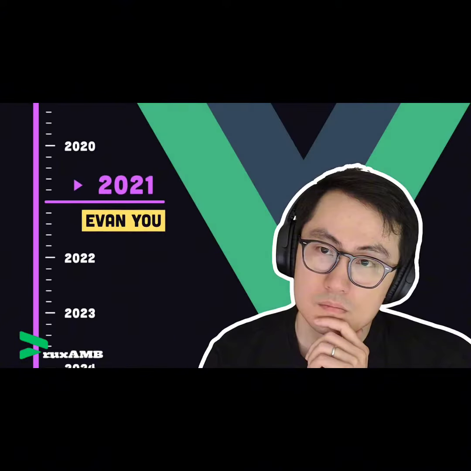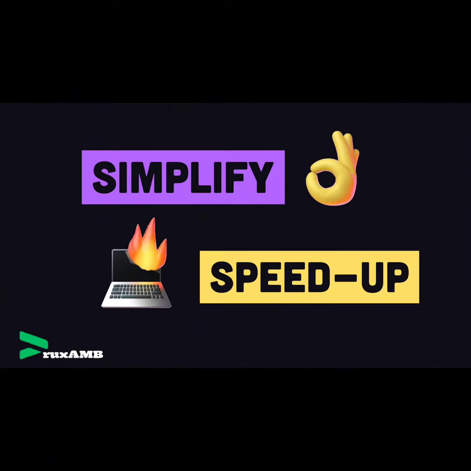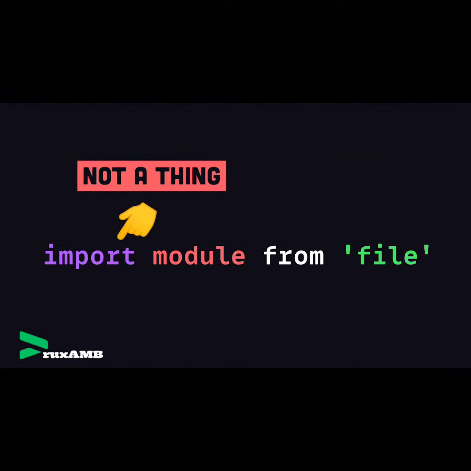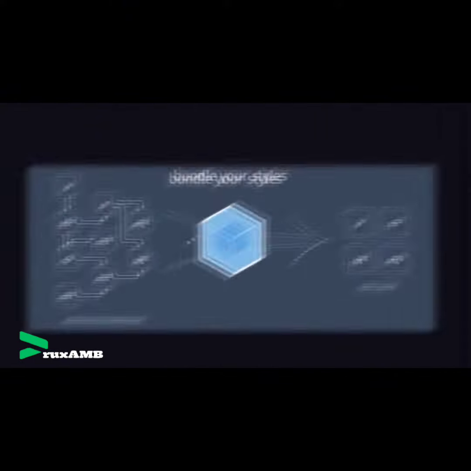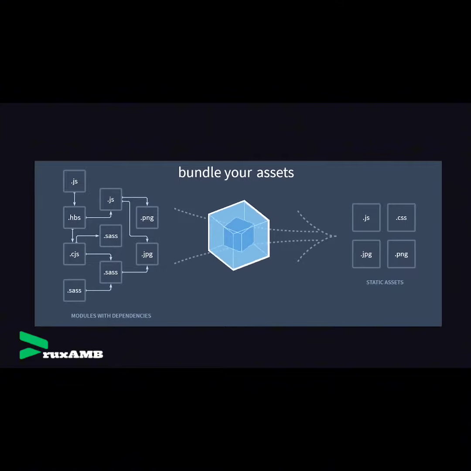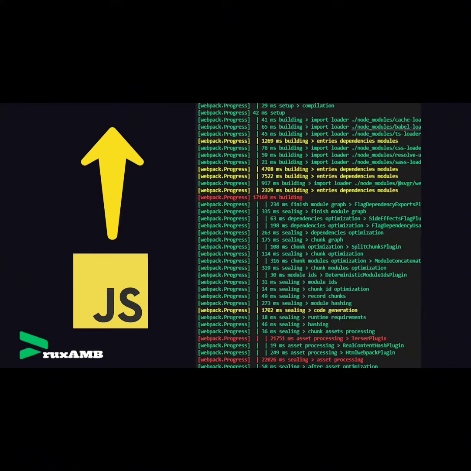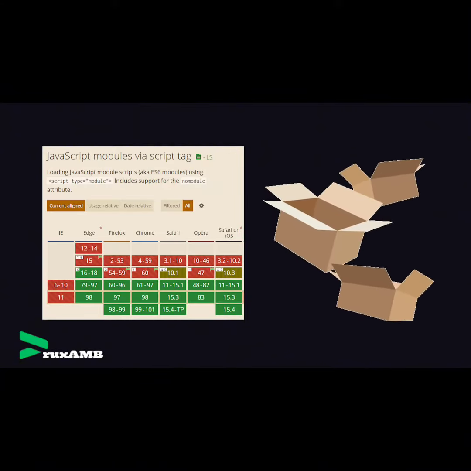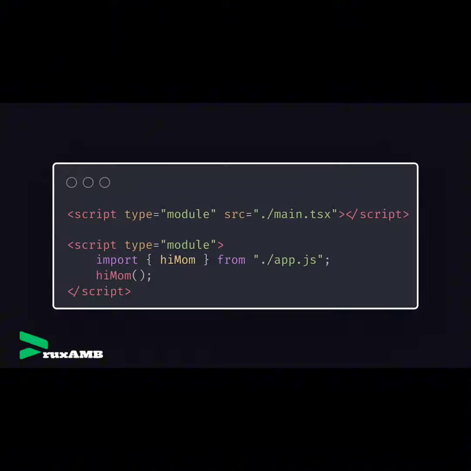Well, it was created by Evan You, who also created Vue.js, as a way to both simplify and speed up the build process. Not long ago, web developers had no native way to combine JavaScript files together in a modular way. This led to tools like Webpack and Rollup that concatenate multiple files together into a single bundle for the browser. The problem is that this process becomes increasingly slow as the app adds more code and dependencies. In 2015, ECMAScript modules were introduced, and by 2020 had wide browser support, allowing developers to import and export code from different files in the browser.